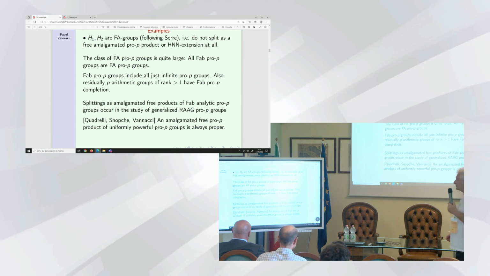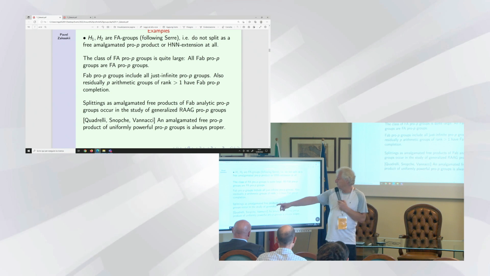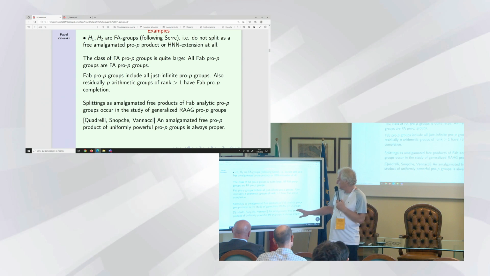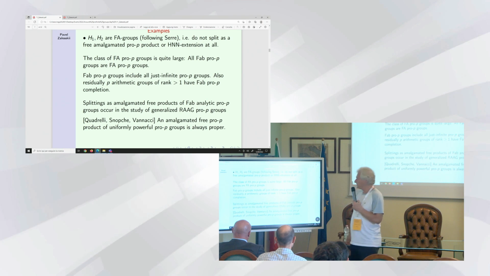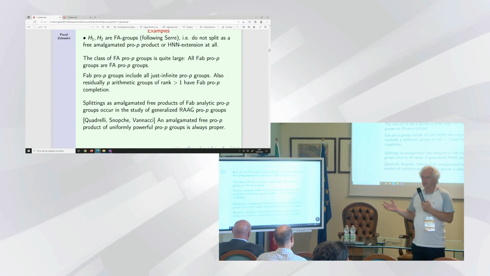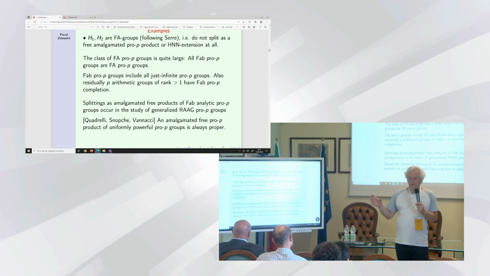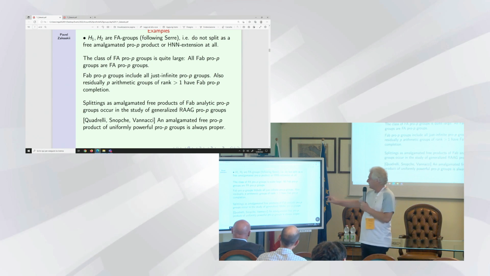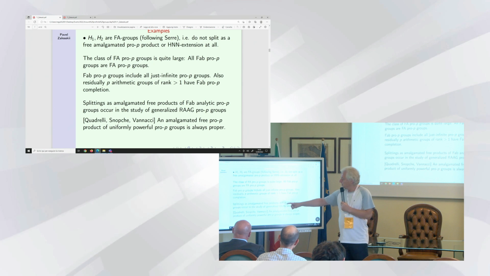I also want to mention the following: in the paper of Claudio Quadrelli, Ilir Snopce, and Matteo Vannacci, this kind of amalgamated subgroup over analytic pro-P groups appears in the study of generalized RAAG pro-P groups. Of course, we can take two groups having this property and try to make an amalgamation. We always can do this. But they appear naturally in that paper.